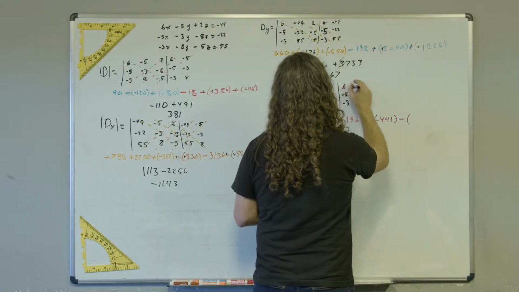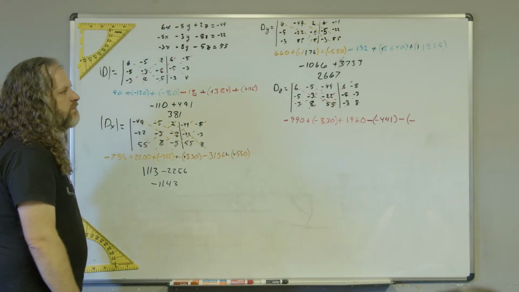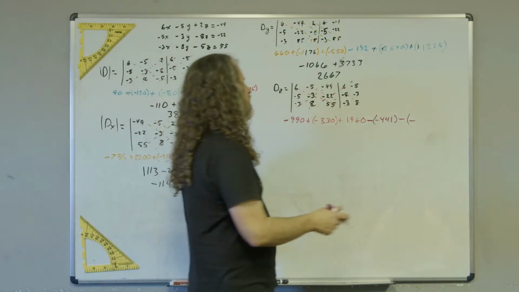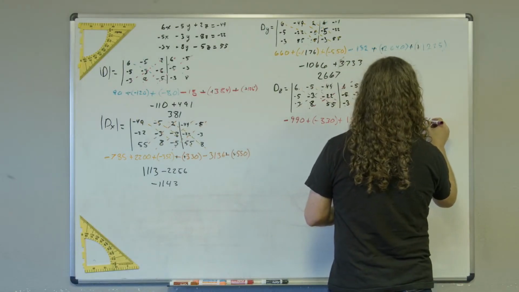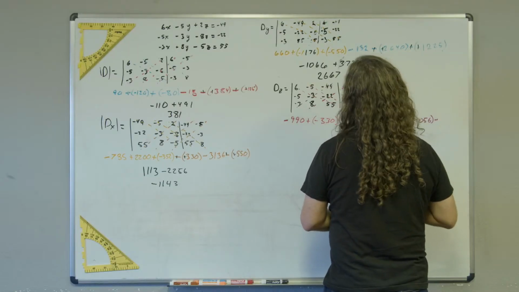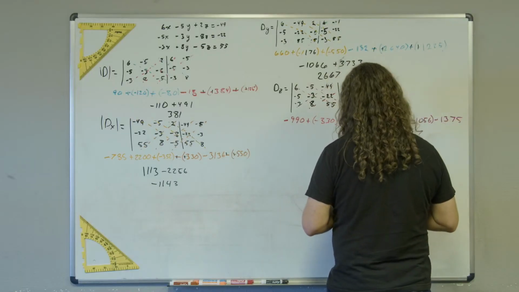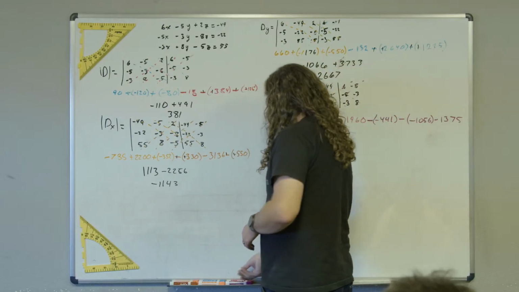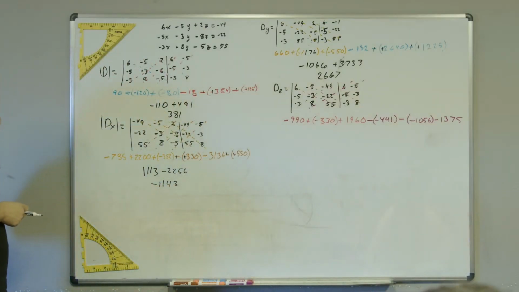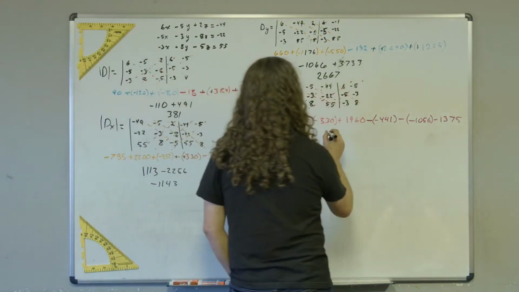Minus, this was going to be negative, right? 8 times 22 times 6. 1,056. Minus, it's going to be positive, right? 175. Great. We're getting close to the finish line. Negative 990 plus negative 330 plus 1,960 is what?